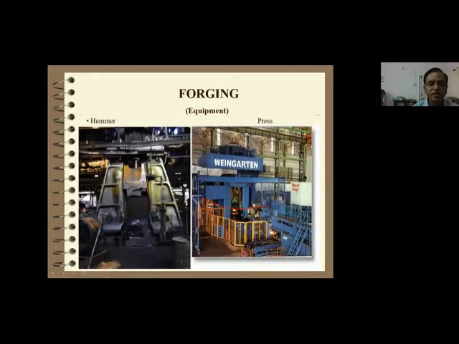So this is forging again, which can be on a hammer, which is an old way of forging, where a lot of manual involvement is there. A lot of people are required over there. There is very little automation when hammer forging is used.